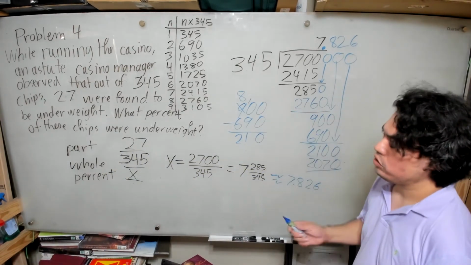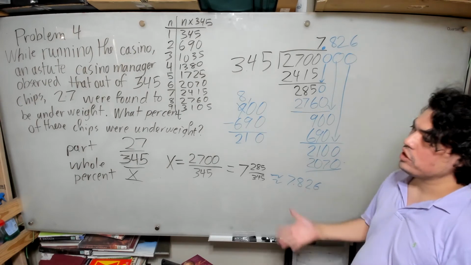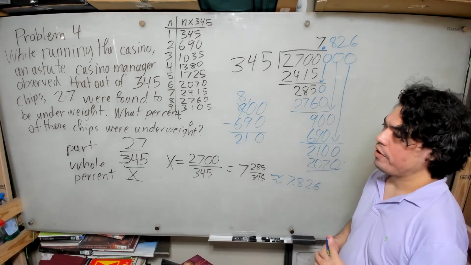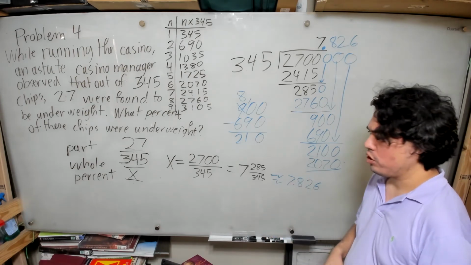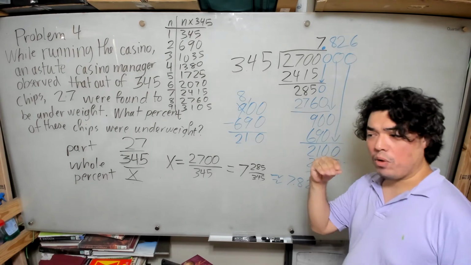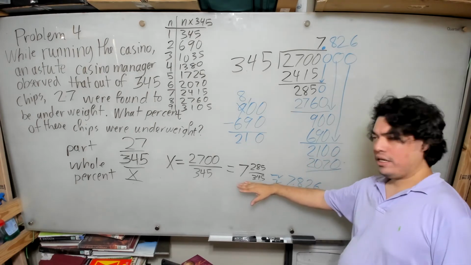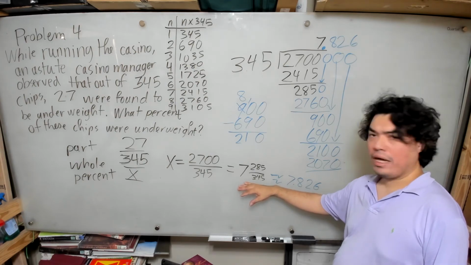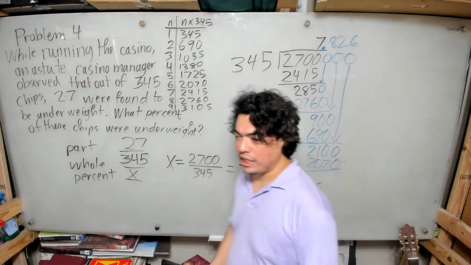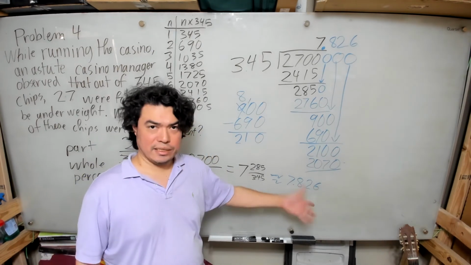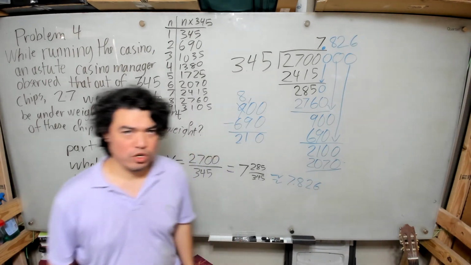So they're telling us, while running the casino, an astute casino manager observed that out of 345 chips, 27 were found to be underweight. What percent of the chips were underweight? Well, exactly, there were 7 and 285 over 345% that were underweight. Or if we want to use the decimal expansion, approximately 7.826% of the chips were underweight.